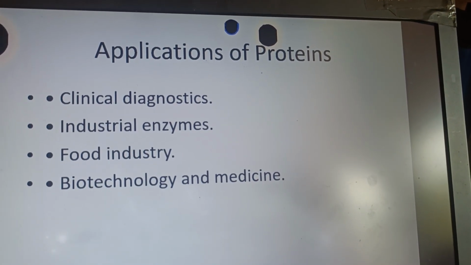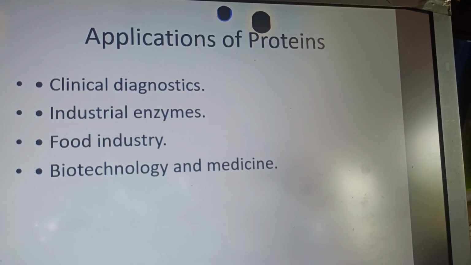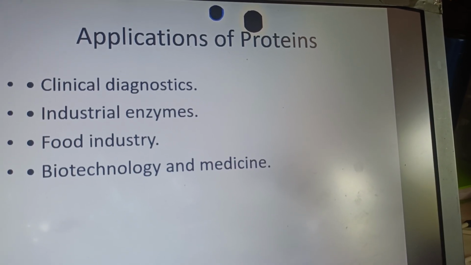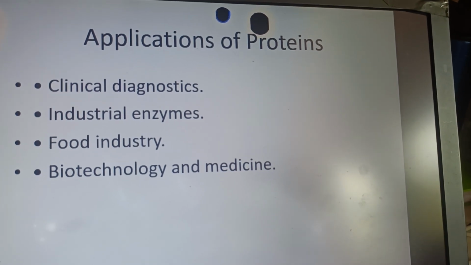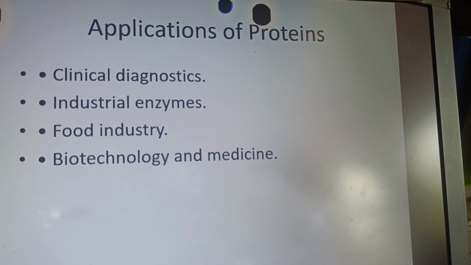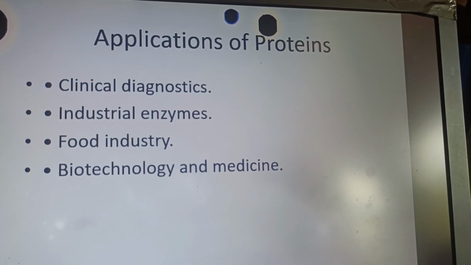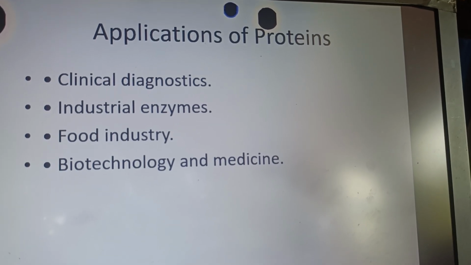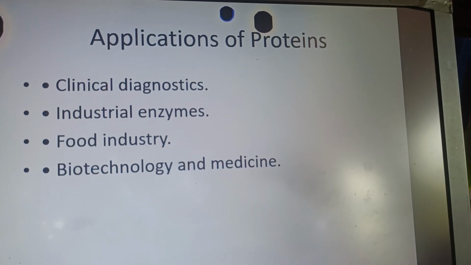Then we have the industrial enzymes. Many enzymes which are used in factories have to be incorporated with proteins for the sake of functioning of so many factors in the industrial processes. There is also the aspect of the food industry. In the food industry, proteins can be used and incorporated with so many factors so as to assist in processing of some foods. The last one, we have biotechnology and medicine.